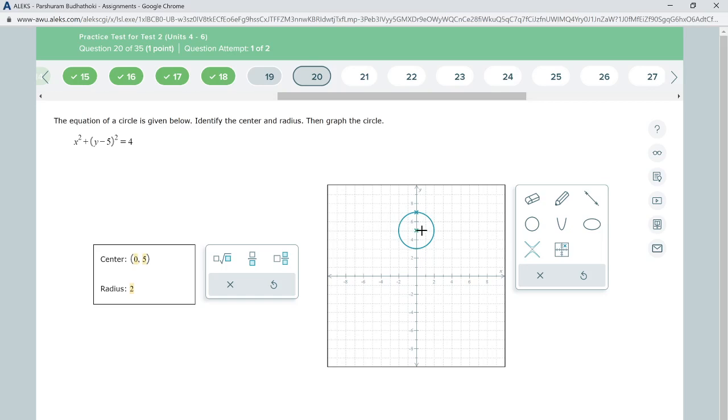Even from the center, if I go 2 units to the right or left or down, I will be able to find a point on this circle. So to plot the graph, always plot the center, then use the radius to find another point.